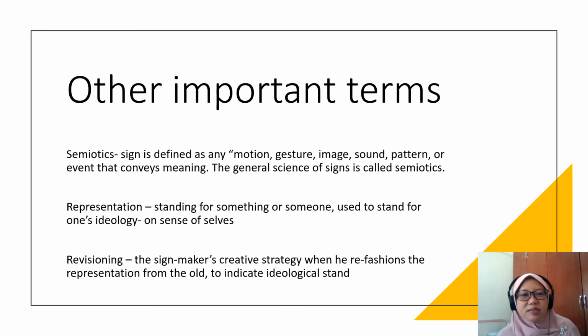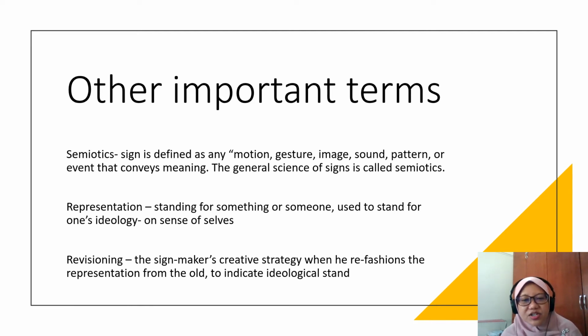A few other important terms are semiotics, representation, and revisioning. Semiotic is actually anything such as motion, gestures, image, sound, pattern, or events that convey meaning. Anything that can actually carry meaning. So the understanding of what we try to do to understand semiotics, the science, is actually called semiotics. The ability to learn, the ability to understand is called semiotics.